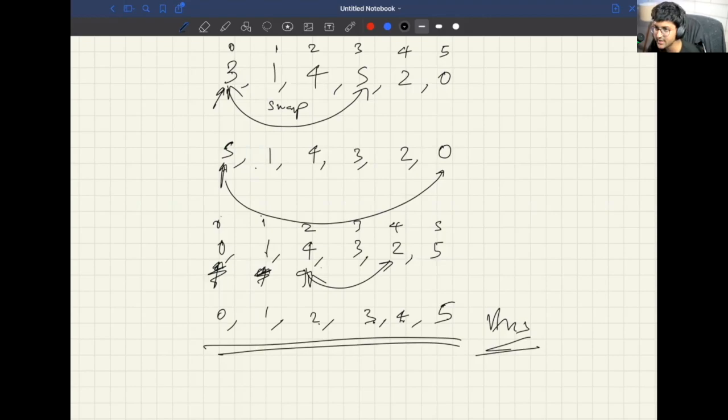Only for ranges 1 to n. So basically another question can be, if you're given an array of range 1 to n, sort it. You can use cyclic sort. You can sort it in O of n.